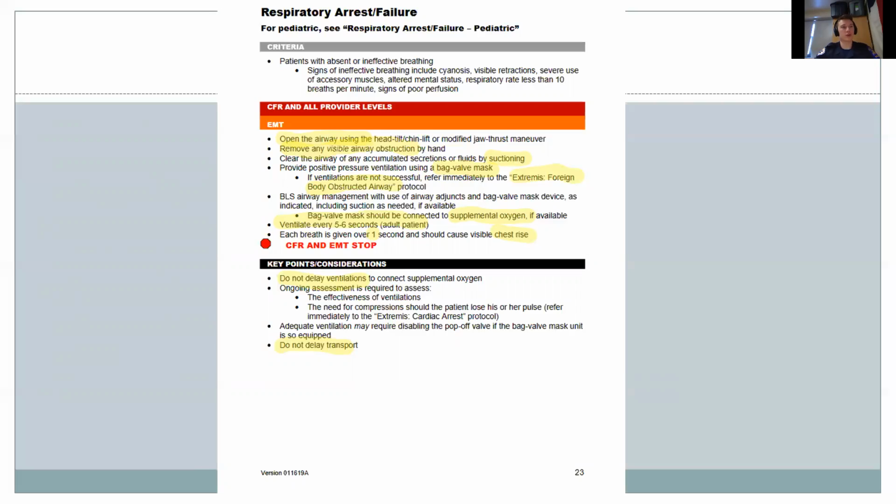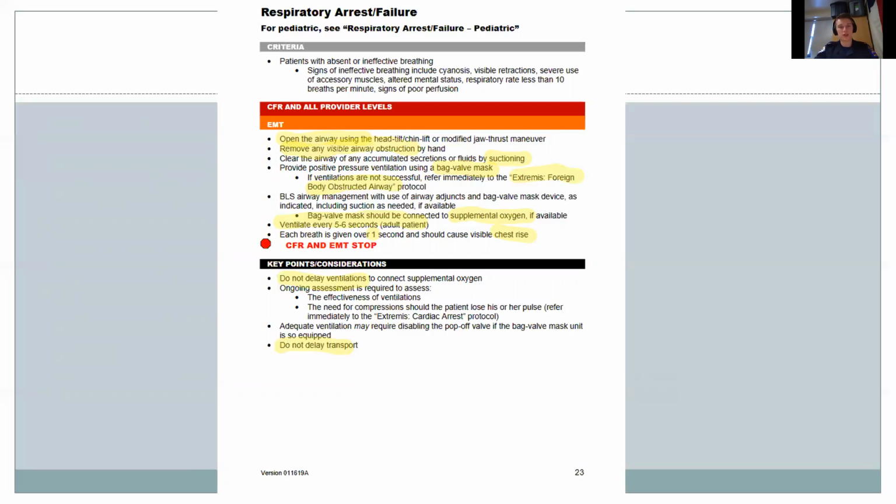For an adult, your BVM rate should be about one breath every 5 to 6 seconds. Whenever you do that, you want to see chest rise. So while you're doing the BVM, watch the chest for visible chest rise. Remember, you're not forcing the air into the patient. It's gentle. You're putting it in, pulling out, putting in, pulling out. Do not force the air into the patient.